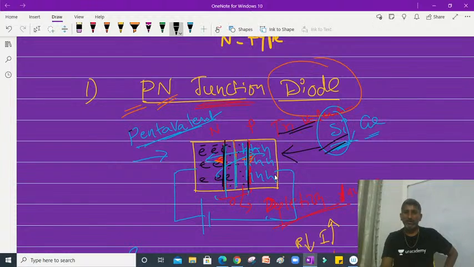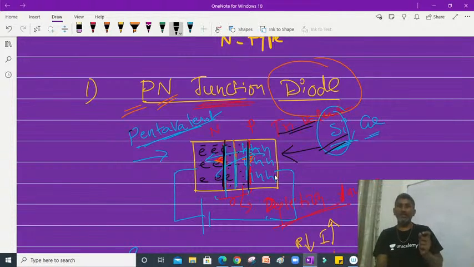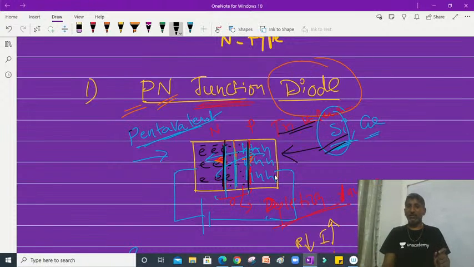Here, you have to concentrate on this. This is the depletion layer. As the depletion layer width increases, the resistance will increase and the current value will decrease. Barrier potential will increase if this width is increasing. If this width is less, barrier potential will decrease, so charge carriers can easily cross on either side.